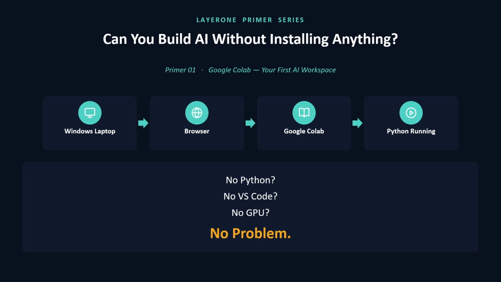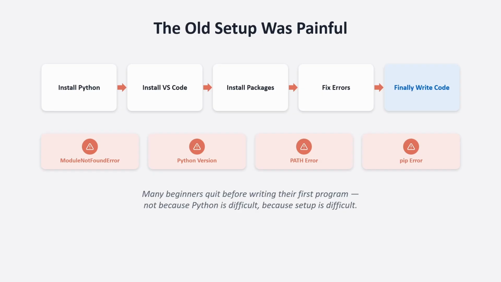Welcome to the Primer 1 that is on Google Colab, your first AI workspace. The whole setup was very painful. We need to install Python on our laptop, install VS Code, install the necessary packages, and a lot of issues will come with these package installations, like environments we need to create. A lot of errors will come, and finally we write the code. Many beginners quit before writing their first program, not because Python is difficult, but because setup is difficult.